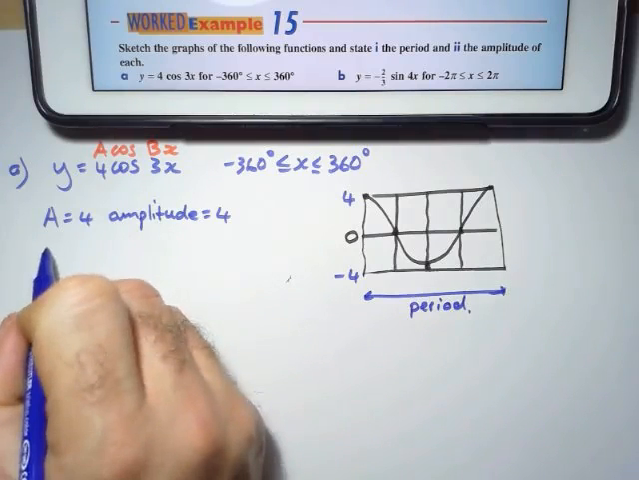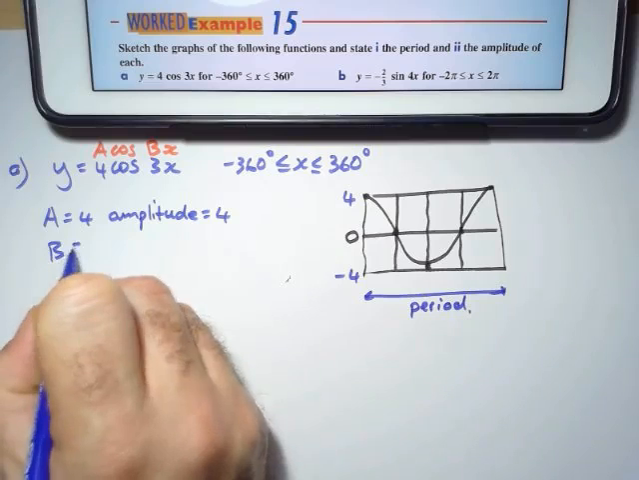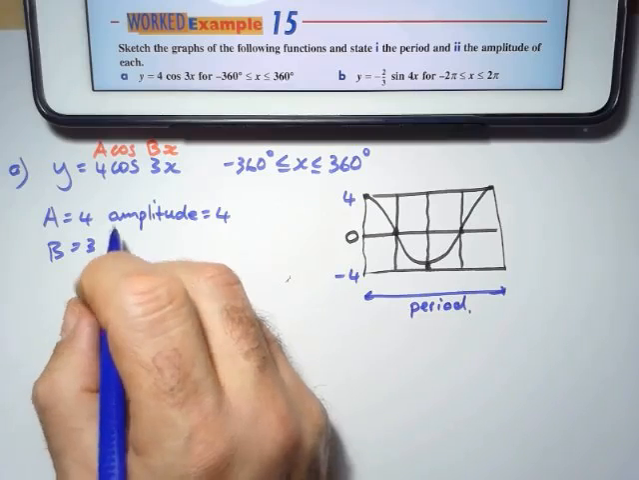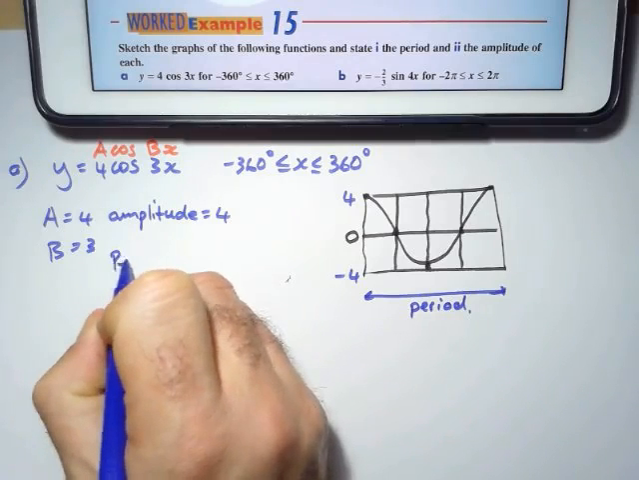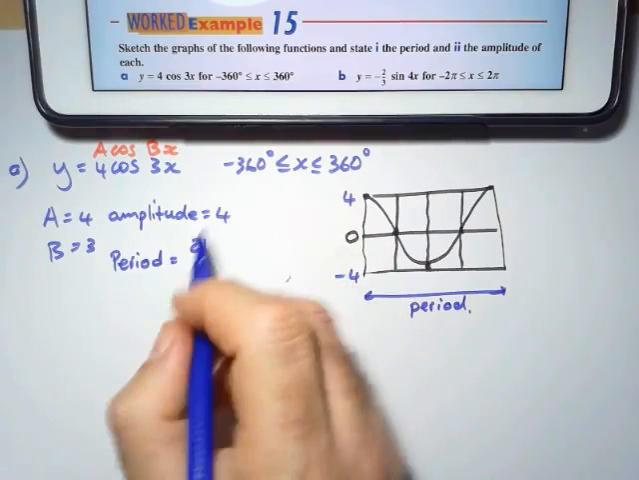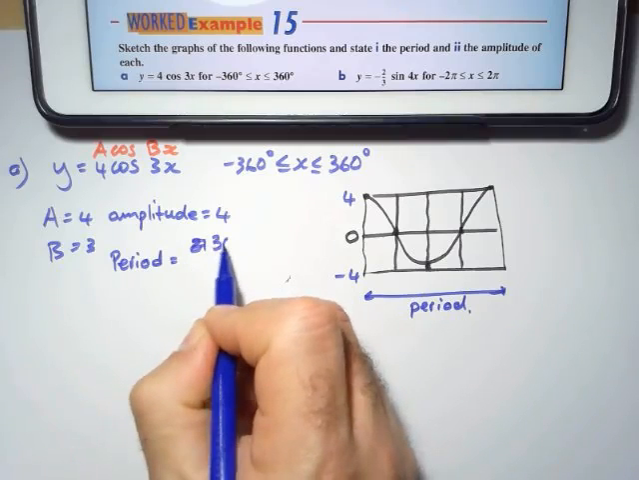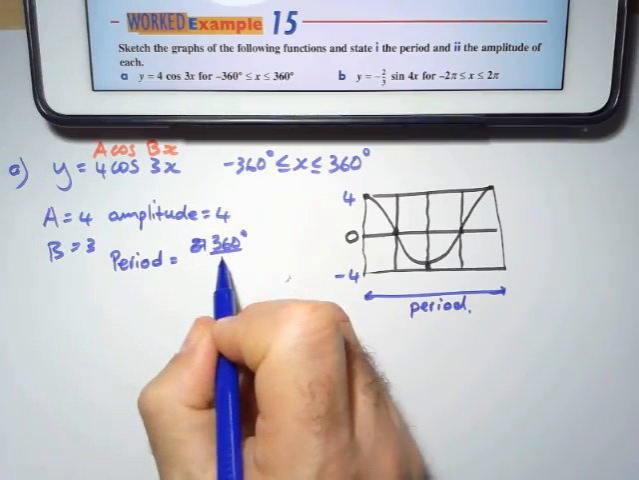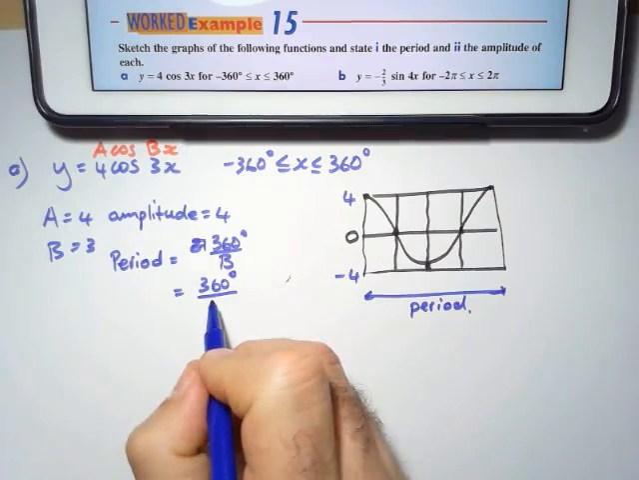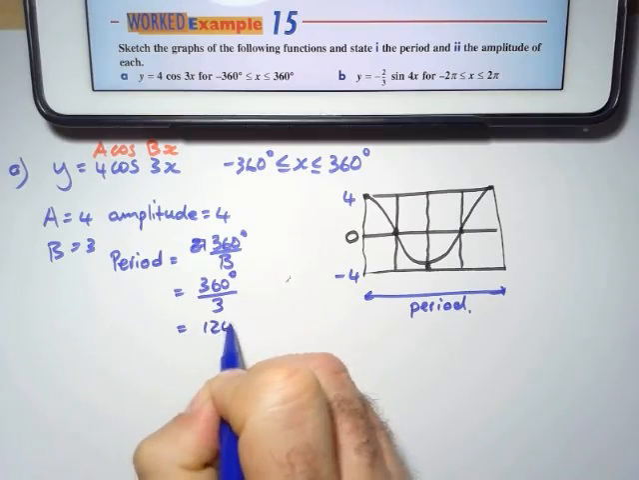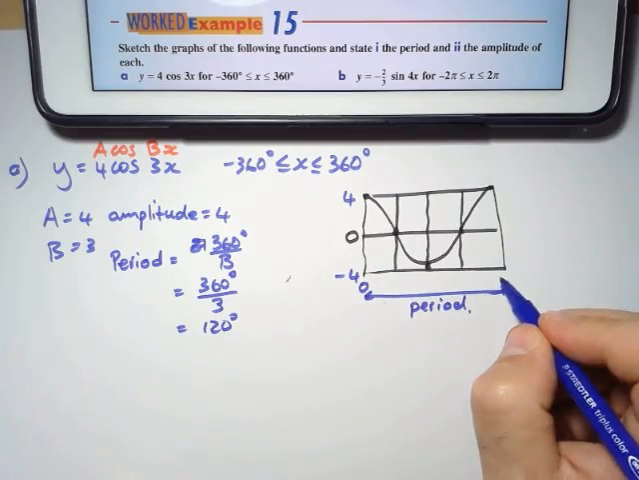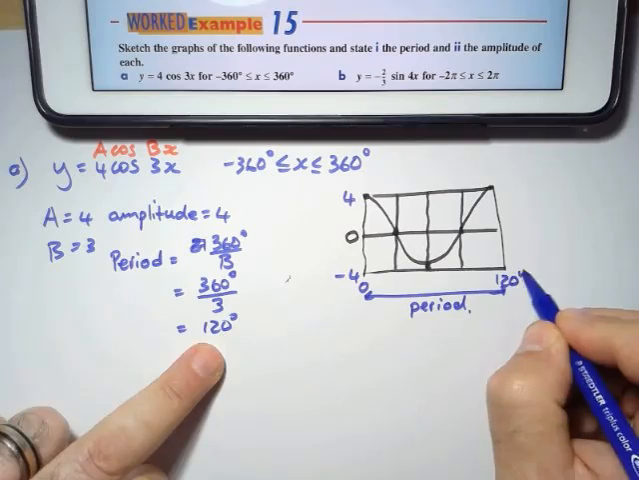Okay, to find the period I say that B equals 3. Now what does B help me for? It helps you to draw the period. So I'm going to say the period equals, according to my equation, I'm working in degrees, it's not 2 pi, it's going to be 360 divided by B. In other words, it's 360 degrees divided by 3, which gives us 120 degrees. That means if this starts at 0, it's going to finish at 120 degrees.